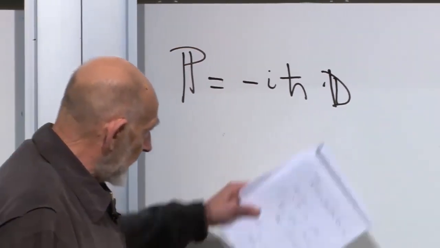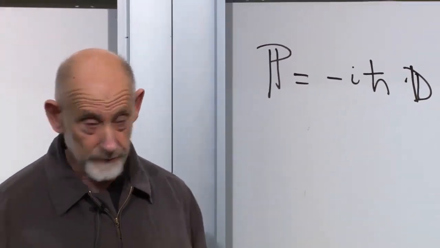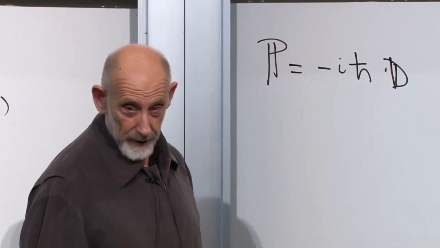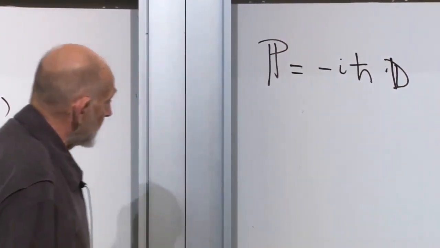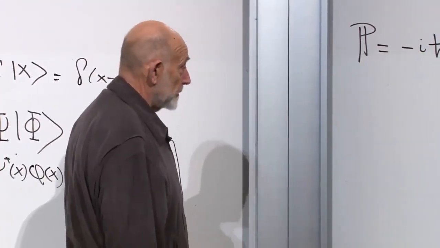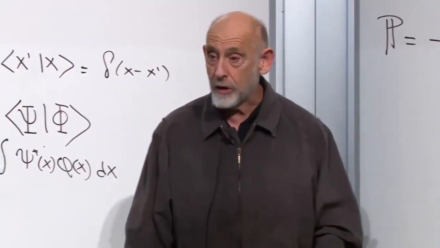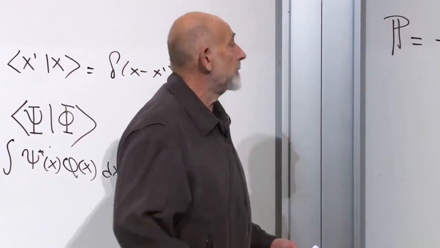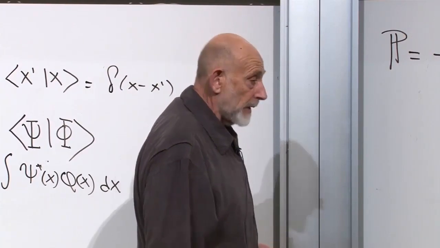Last time we studied whether capital D was Hermitian or not, and we found that it was not. But if we multiplied it by i, either with a plus or minus sign, it doesn't matter, then it becomes Hermitian. So we worked that out last time. If you remember that little trick with the integration by parts, we found that D was not Hermitian, but i times D is. All right, so this is the definition of the momentum operator.